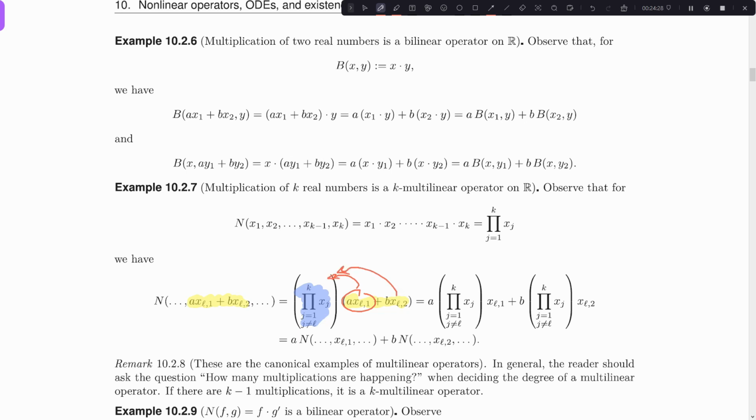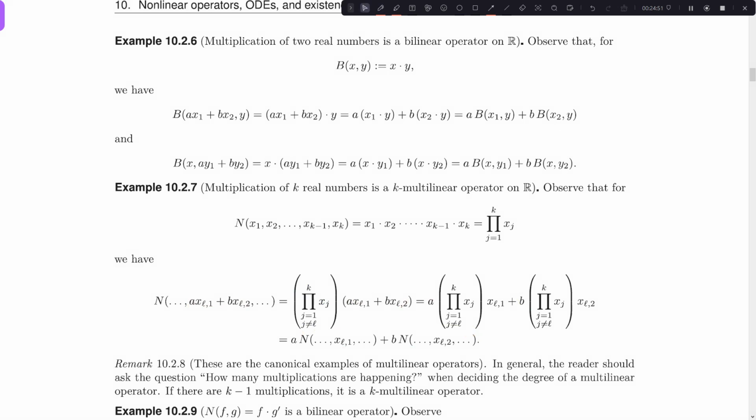And so we gain, and the A's come out front, the B comes out front. And if we look at these terms separately, without the A and the B, each of those terms is individually linear on all of those pieces, right? So linear on all of the pieces, and so we have multilinearity.